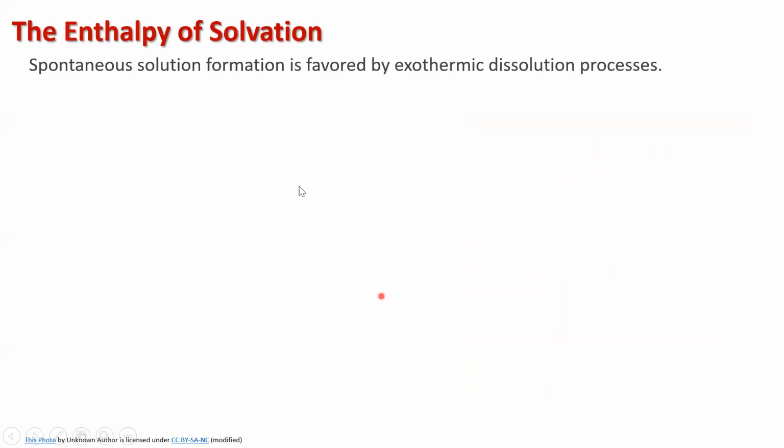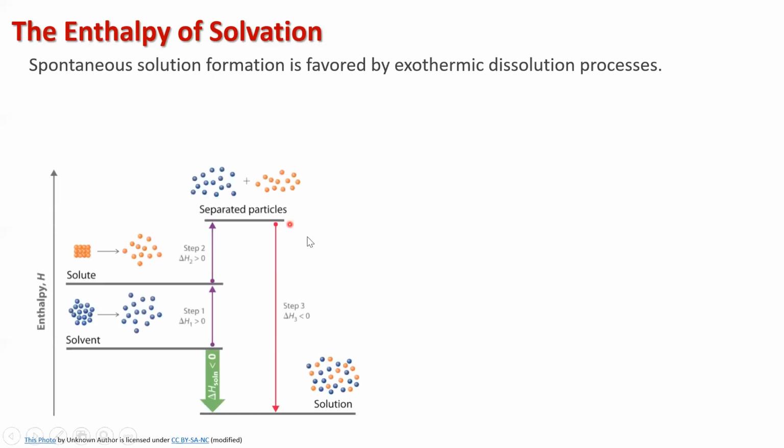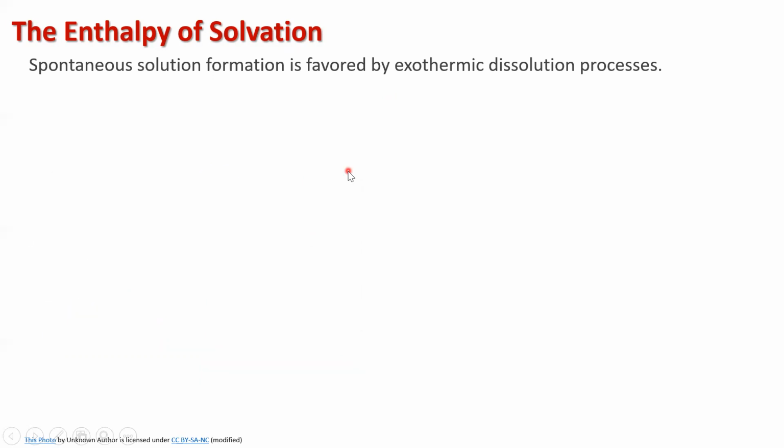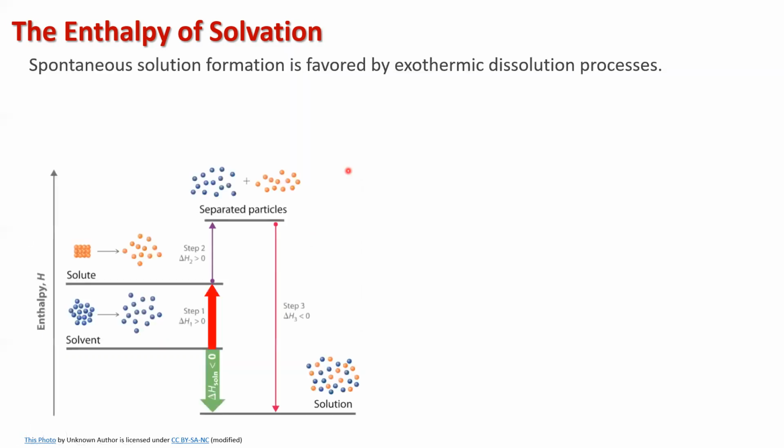So when we talk about making a solution spontaneously, it's favored by that exothermic dissolution of the solute particles into the solvent particles. So we have this graphical representation here. The first thing that happens is we're going to add some energy in to prepare the solvent to dissolve. That's going to have a positive delta H value.